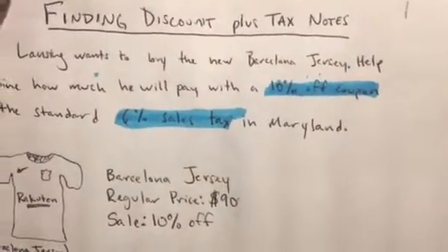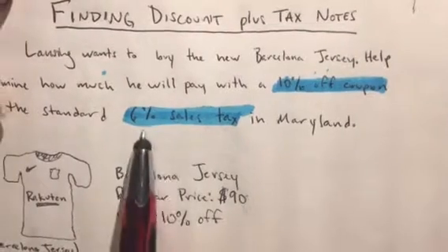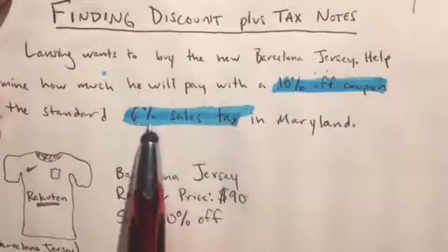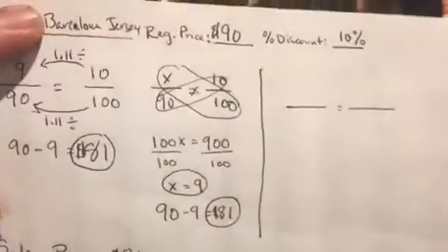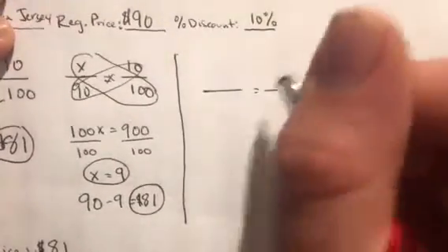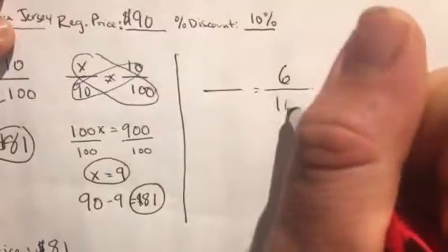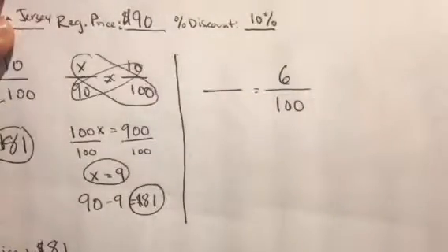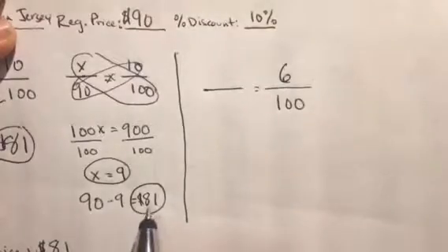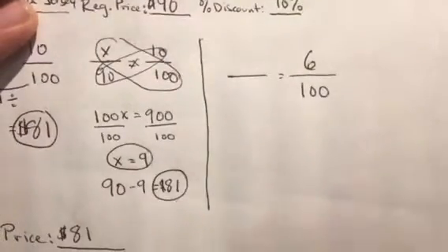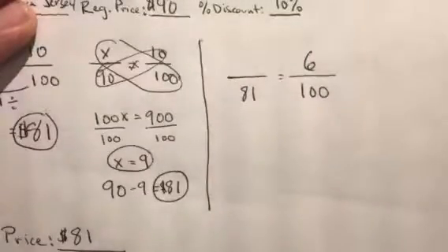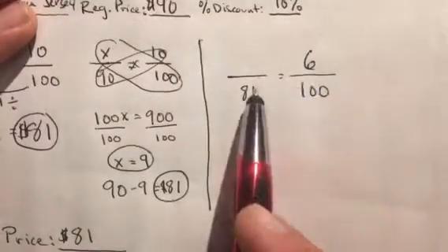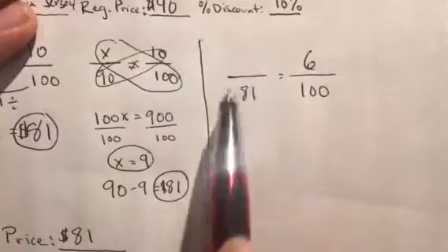Well, if I look at this paper before that we had, it's just above in your notes. I know that in Maryland, it's 6% sales tax. So 6% is 6 out of what number? Well, it's 6 out of 100 because it's a percent. I now know that my new cost is $81. So I can set up the $81. I have to figure out what 6% of $81 is. So I have to figure out what's going to go here now.